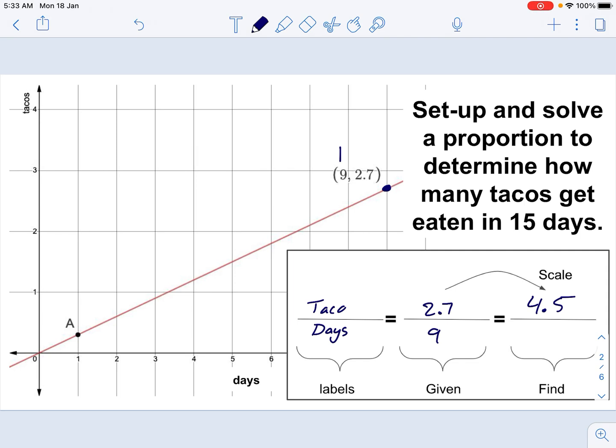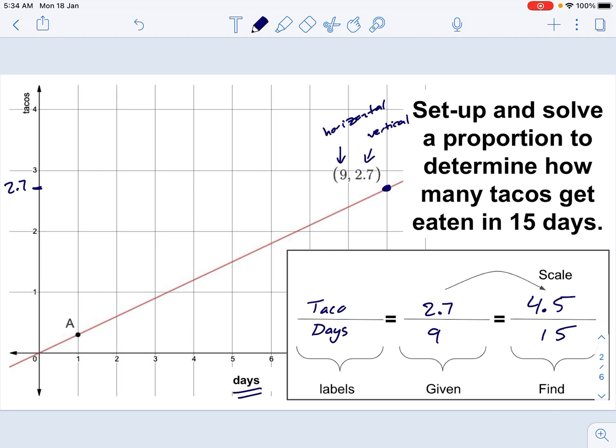Remember, the first number, the 9, you're getting that number from your horizontal axis. Sometimes we call that the x-axis. If I was to go down, it's kind of hidden there behind the box, but that would represent the number of days. And then the second number goes with the vertical axis, or sometimes the y. So that 2.7 would be represented over here on the vertical as the number of tacos that you ate in that many days. So I've got 2.7, and then I'm trying to find out how many tacos you eat in 15 days.